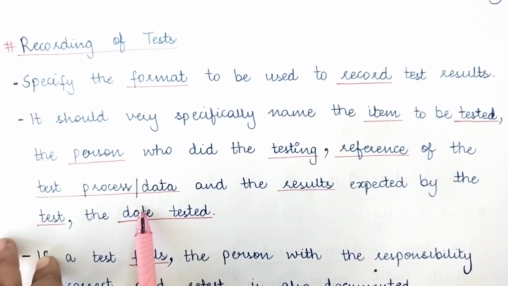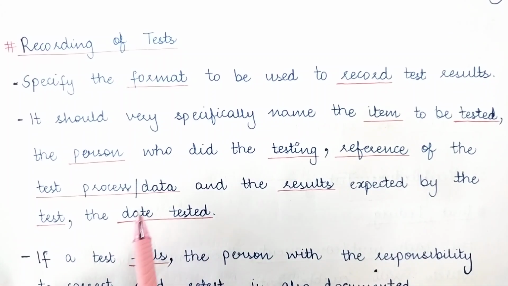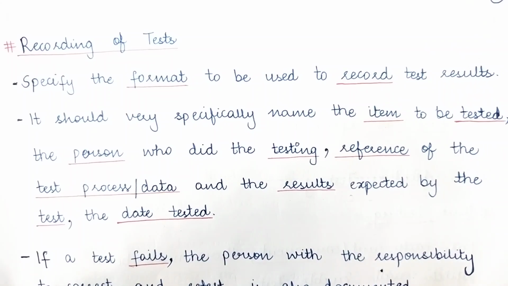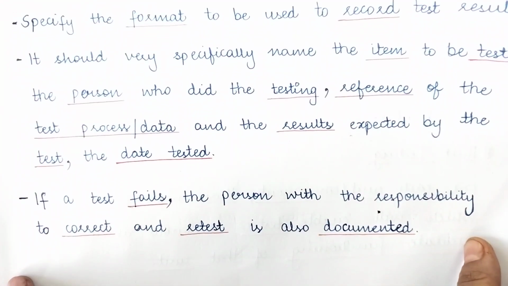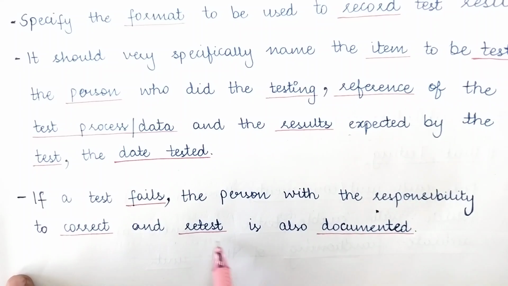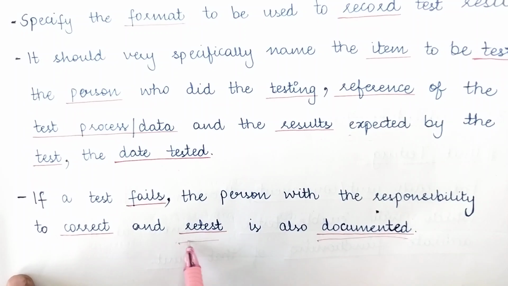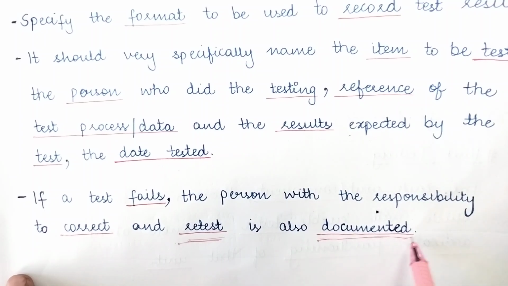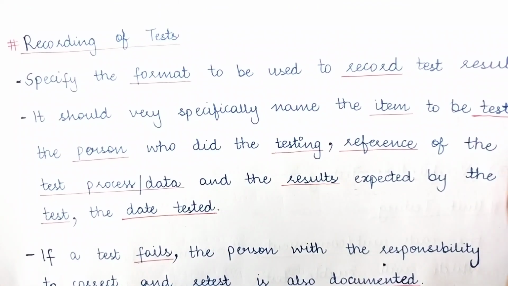All these references have to be provided, along with the results expected by the test. Of course, when you are doing a test, you expect certain results. So, those expected results have to be mentioned here, and the date on which the test was carried out also needs to be mentioned while recording tests. It is not necessary that a test will succeed all the time. So, if a test fails, the person with the responsibility to correct and retest is also documented. You know in advance who would correct the test and then retest it. That is also documented in detail.